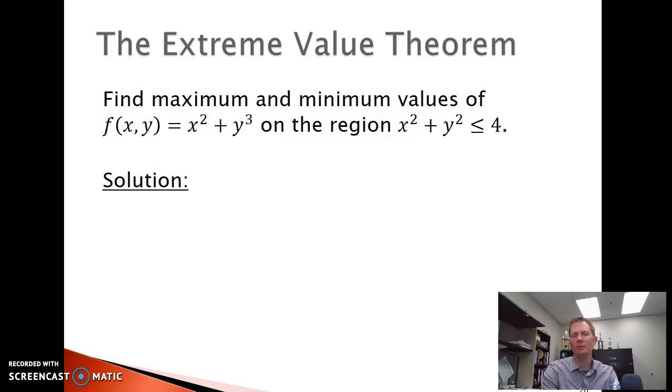We're going to try to determine where this function f of x, y reaches the maximum value above this circle, and where it reaches the minimum value above this circle. And that could occur somewhere in the interior of the circle, or it could occur on the boundary. So we're going to follow the steps that we talked about on those previous few slides.